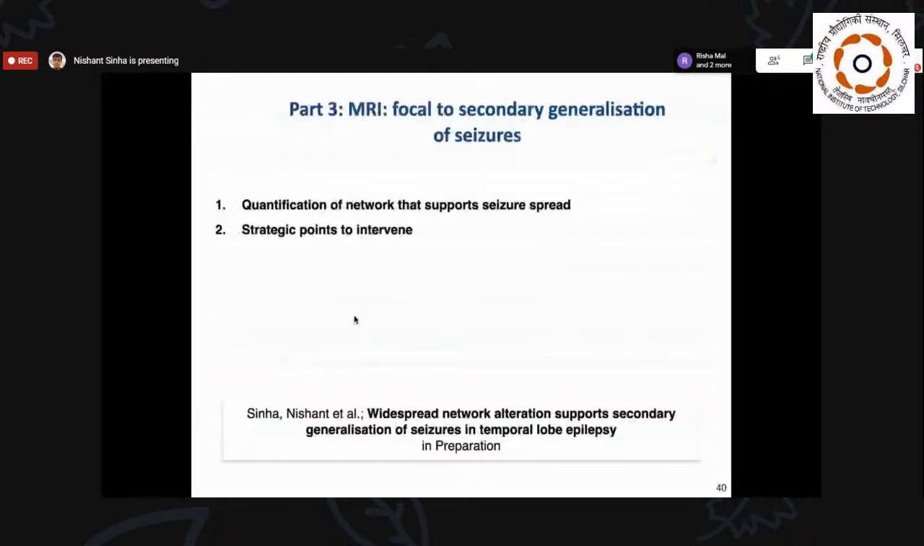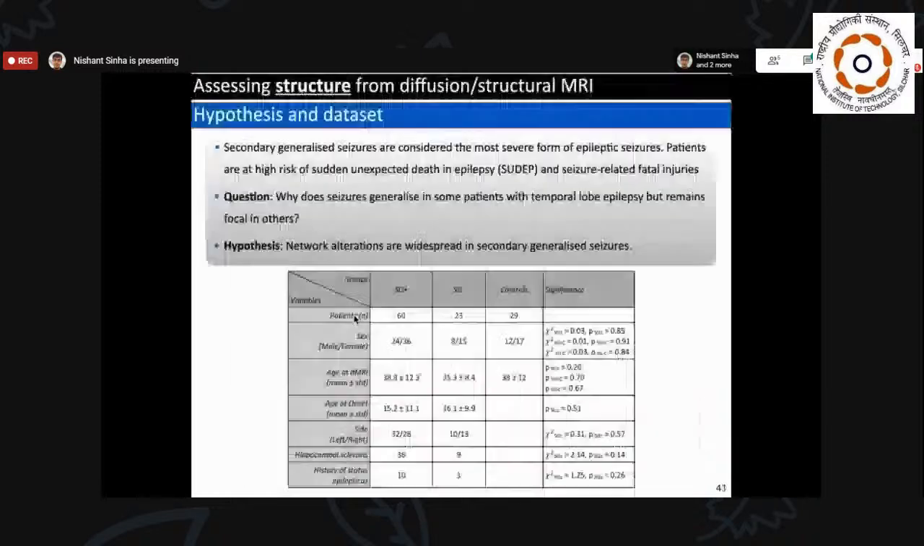So moving on to the third part of the study, this is about, again, using MRI, but then to investigate why some seizures, which start focal, which have a local origin in the brain, generalize and recruit all the different brain areas. And these seizures are very severe. They're the most severe form of epileptic seizures because they cause a tonic-clonic motion, and the patients are at a very high risk of sudden unexpected death or a seizure-related injury.